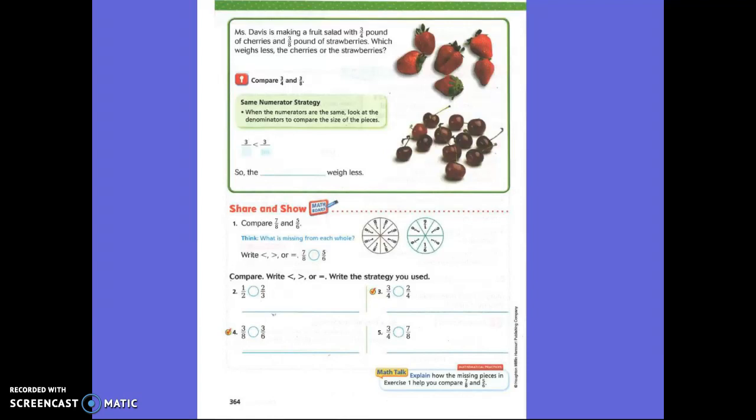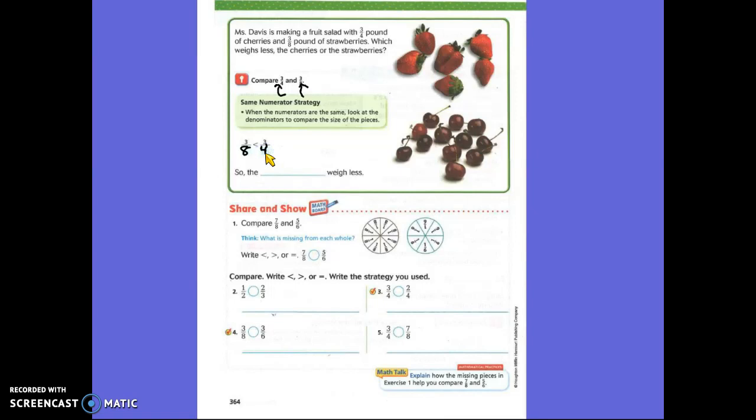Yes. Okay, when the numerators are the same, use the same numerator strategy. When the numerators are the same, look at the denominators to compare the size of the pieces. Which size would be bigger, fourths or eighths? Cooper? Fourths would be bigger. So, which one would be smaller? Eighths. So 3/8 would be smaller and 3/4 would be bigger.